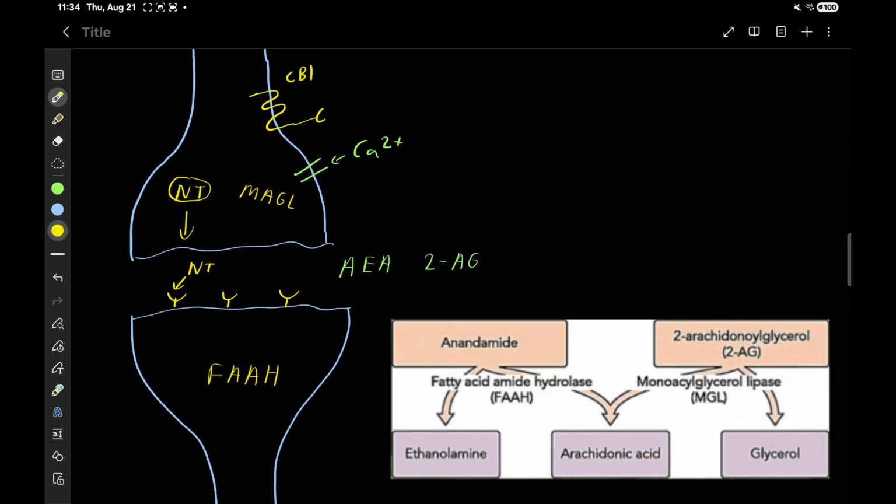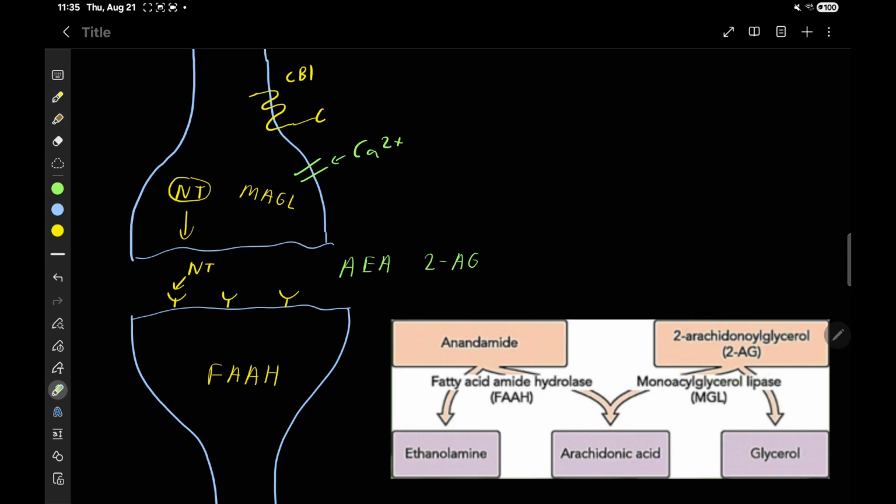So your two main endocannabinoids, which are anandamide and 2-arachidonyl glycerol, are terminated by being reuptaken into neurons and degraded by enzymes. So 2-arachidonyl glycerol is taken into the presynaptic cell, and it is degraded by an enzyme called MAGL, which stands for monoacylglycerol lipase. So MAGL breaks down 2AG into arachidonic acid and glycerol.